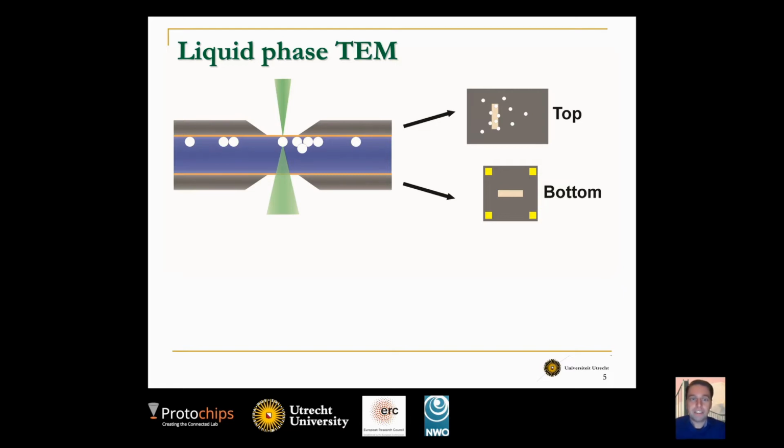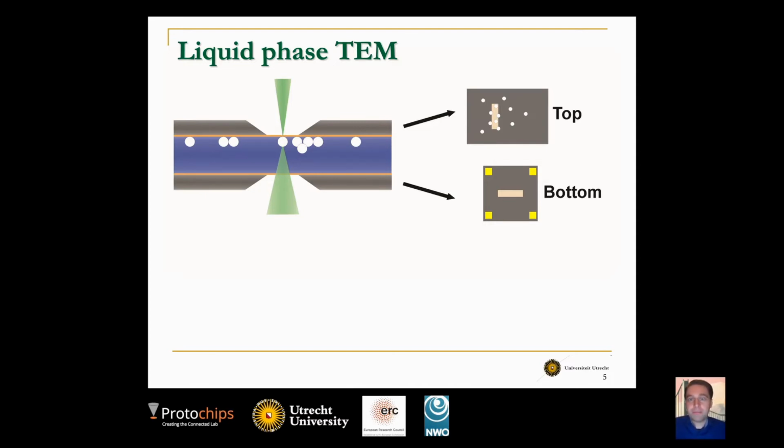There are multiple ways of doing this, but the approach we used here is by sandwiching our sample and liquid between two silicon chips with a very thin silicon nitride membrane, as you can see here. Then at some places the silicon is etched away to only leave the silicon nitride membranes. And this part is thin enough for the electron beam to pass through.